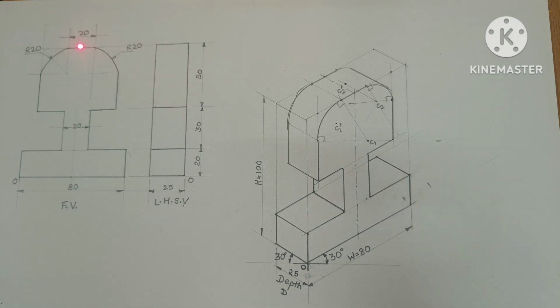Then I have taken a center point, this one. This center point is at 40. From O to this distance is 40, and from this point to this point the distance is 40.